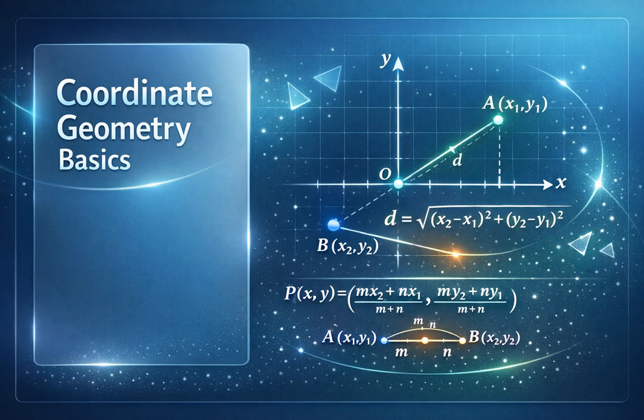Coordinate geometry basics. The xy plane has two perpendicular axes, the x-axis running horizontally and the y-axis running vertically. Every point is located by its coordinates (x, y), where x is the horizontal distance from the origin and y is the vertical distance. We can calculate distances between points and find points that divide line segments.